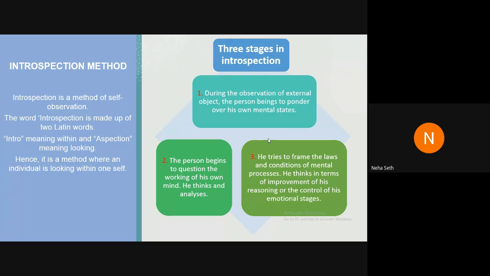So the very first thing when it comes to psychology, as a teacher or as a student, is that I need to introspect myself. There are three steps we need to keep in mind when we are introspecting.